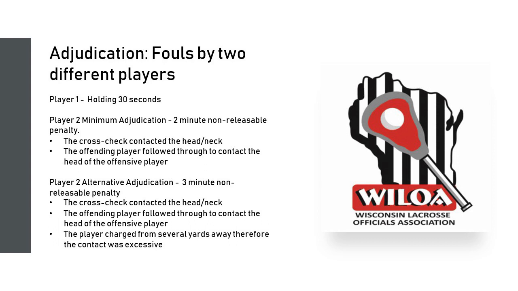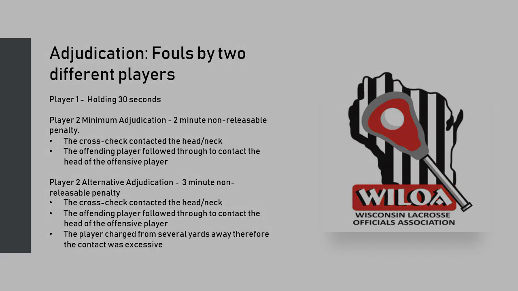A more severe adjudication is a 3-minute non-releasable penalty plus ejection. The cross-check contacted the head and neck. The offending player followed through to contact the head of the offensive player, and the player charged from several yards away and left his feet. Therefore, the contact was excessive.